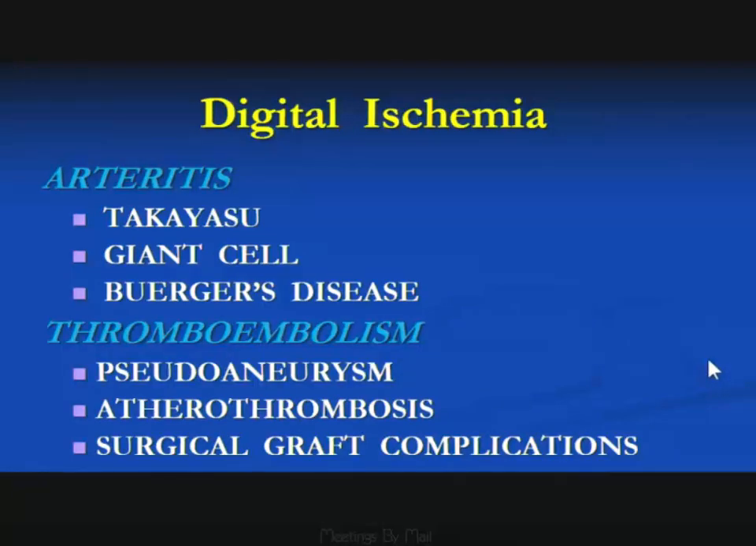Okay, to talk about digital ischemia: Takayasu's or giant cell arteritis. Takayasu's tends to be more proximal. Giant cell, mainly involving the axillary. Buerger's disease can occur in the upper extremities. And then thromboembolism can cause digital ischemia related to either pseudoaneurysms, more proximal atherothrombosis, disease of the innominate artery, or surgical graft complications, such as when surgeons do carotid subclavian bypasses and they get complications at their anastomosis sites, and the patients have thromboembolism.